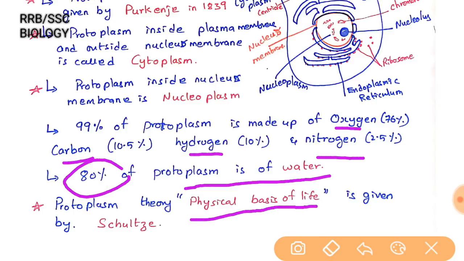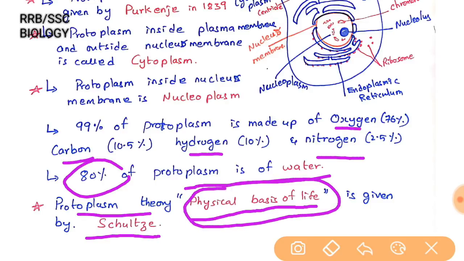Remember, friends, in the starting we have seen this point, the protoplasm theory. It is given by Schultze. Okay, friends, this Schultze propounded the protoplasm theory. He said that for the physical basis of life, life means it should have a cell. This cell, if it wants to have life, should have protoplasm. That's what he said. Okay, friends.